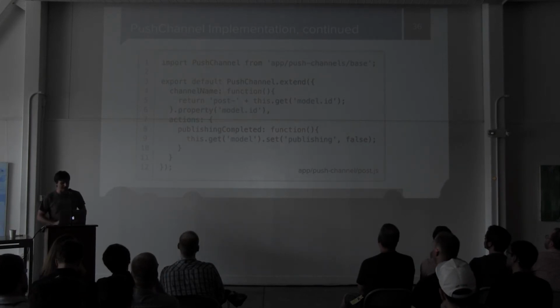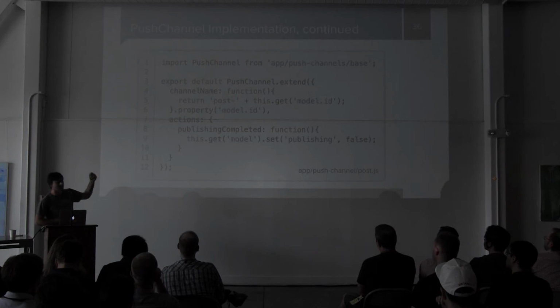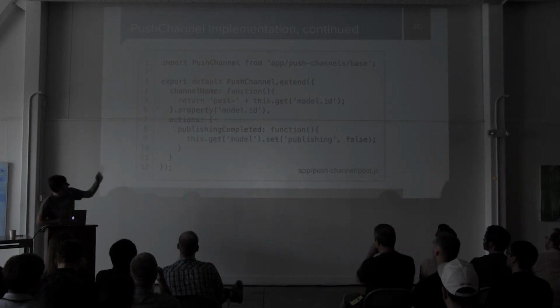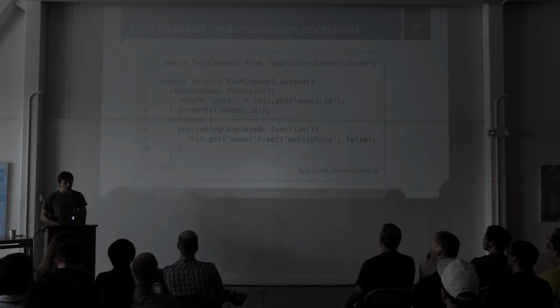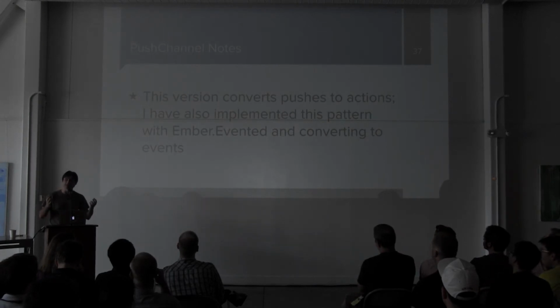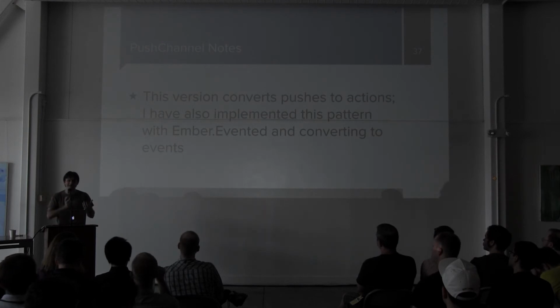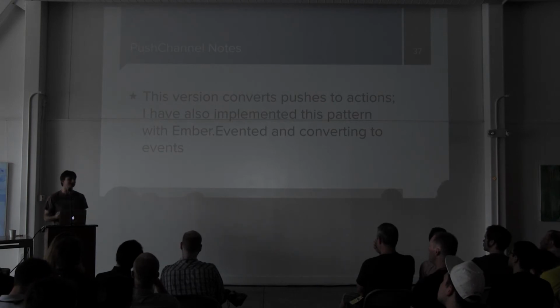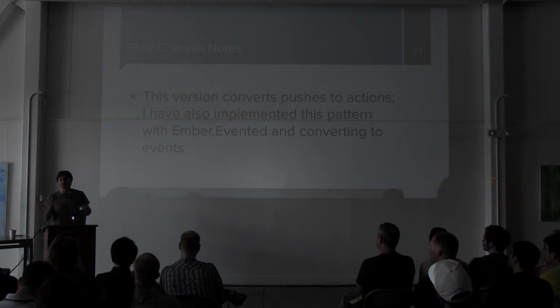And then all we need to do is define an actions hash, just like we would in a controller or route, with the name of the event that's getting sent down, and take some actions. In this case, I'll just set a Boolean on the model, which then my UI can reflect. So this particular version that we just looked at converts pushes to actions in Ember. I've also implemented a version with Ember.Evented mixed in, converting these push events to events. Both work pretty well. It depends on whether you always want to make sure that you're handling these events and get an error if you don't, or whether you want them to be more optional.